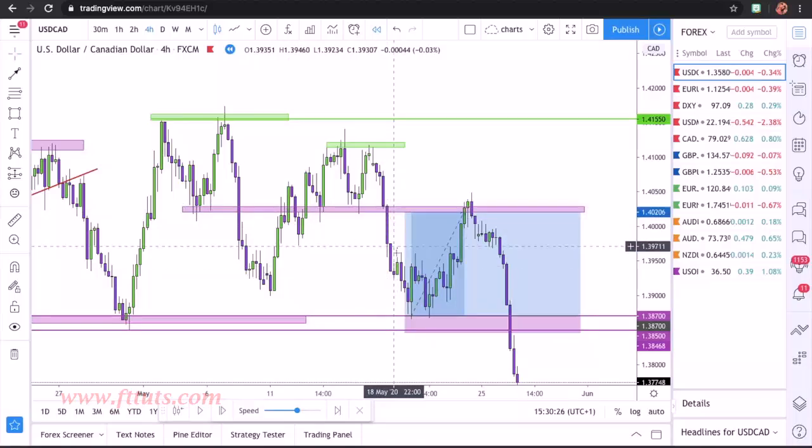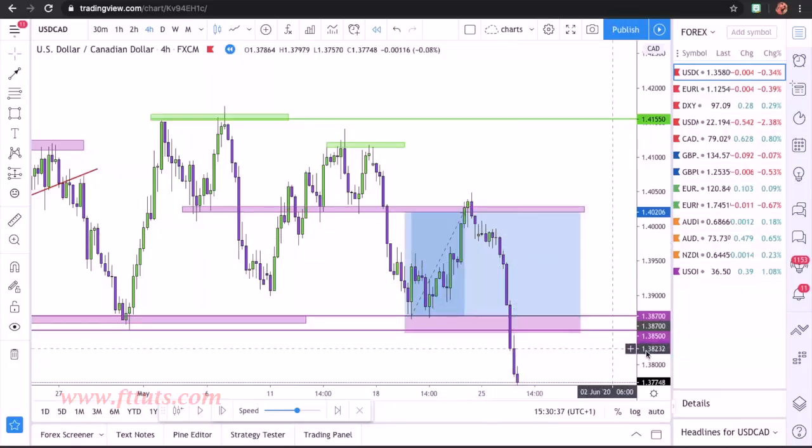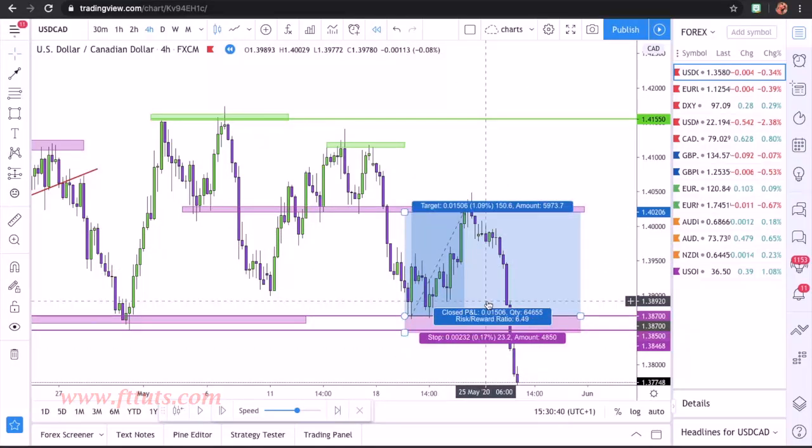So we broke it. Now it acts as resistance, okay? There's no bullish momentum whatsoever saying that we're going to break. There's no break and retest. There's nothing. It closed below, ranged, and then completely dropped. So you have to be careful.